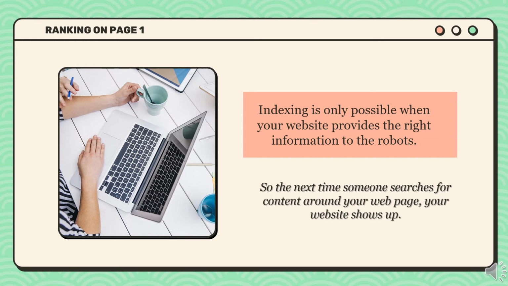But for the content to be ranked on the first page of Google, it's important that your web page is first indexed well. And indexing is only possible when your website provides the right information to the robots. In its most basic sense, the bots must be able to understand your content and be able to group it into buckets. So the next time someone searches for content around your web page, your website must show up.